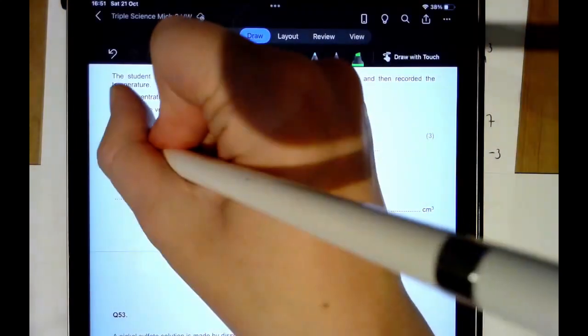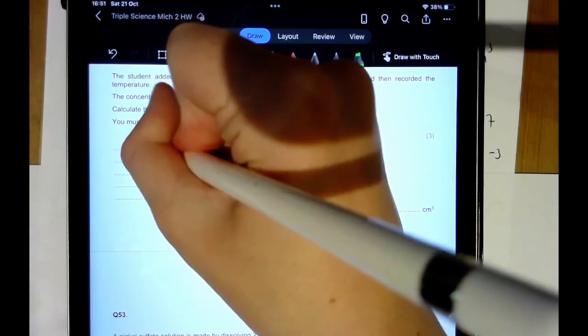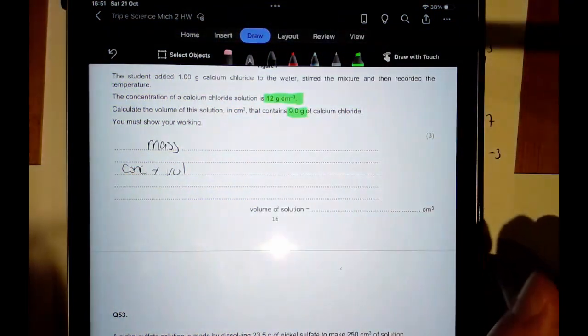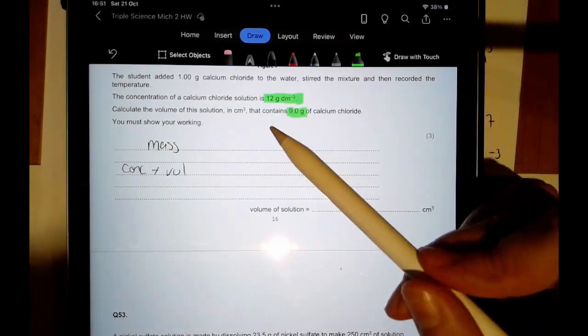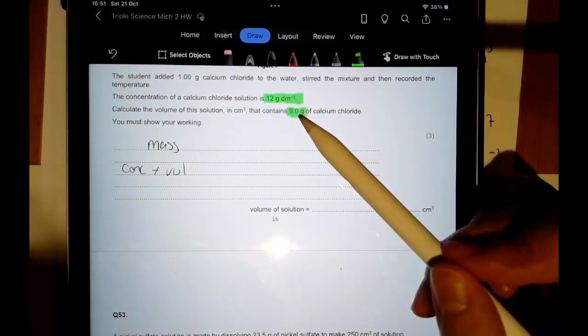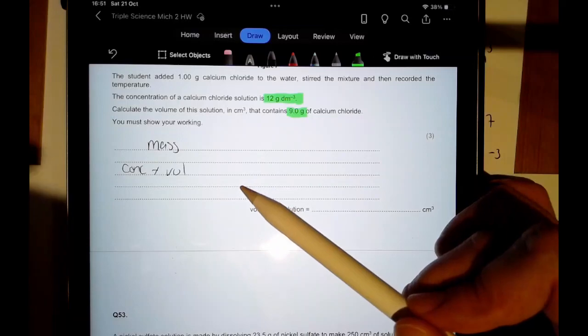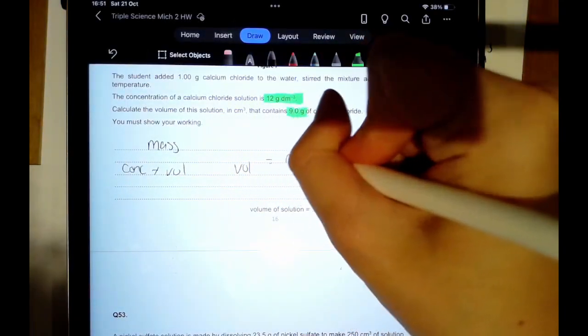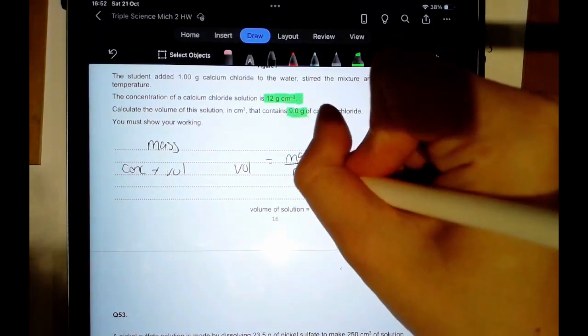According to my little formula triangle, I can have mass at the top, and I've got concentration and volume at the bottom. I can also have moles at the top, but in this case they're giving me grams. So I've got mass at the top, concentration and volume at the bottom. If I'm trying to find volume, therefore, it's going to be mass divided by concentration.